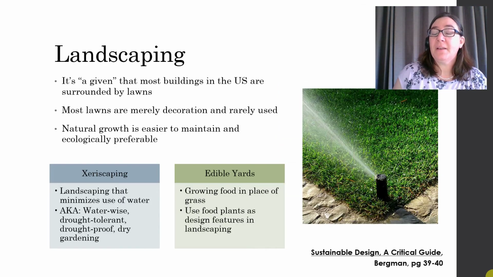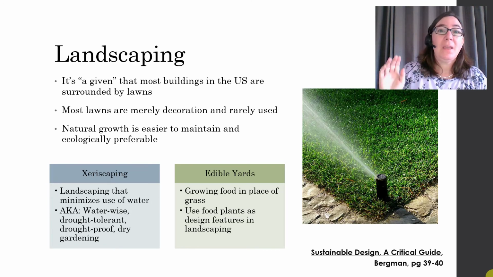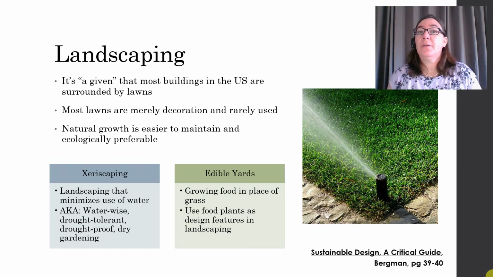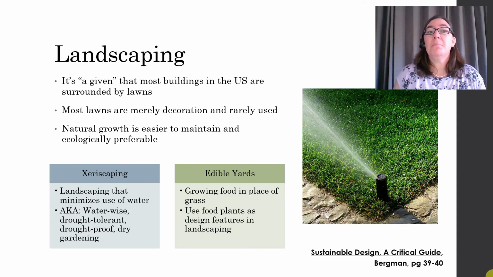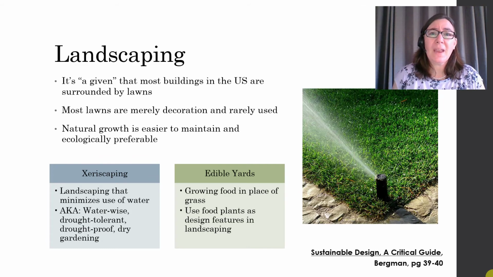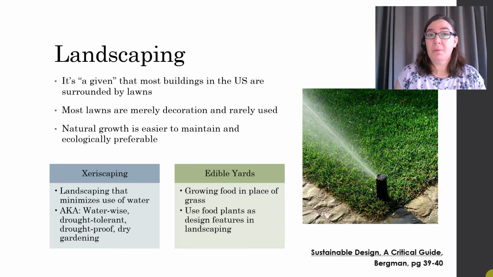The last of our basic concepts about water, let's talk about landscaping and irrigation. You saw how much of our potable water is going to landscaping in an earlier slide. And it's, quote, a given, right, that most buildings in the US are surrounded by lawns. However, most lawns are just decoration. They're rarely used for recreation or enjoyment. And so it turns out that there are some better options, easier to maintain and ecologically preferable.